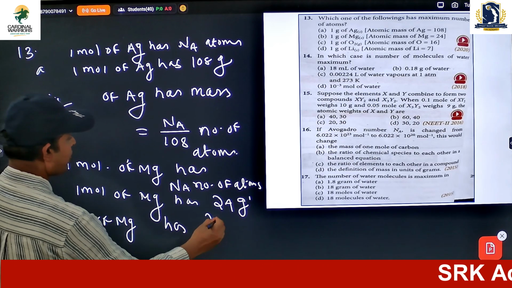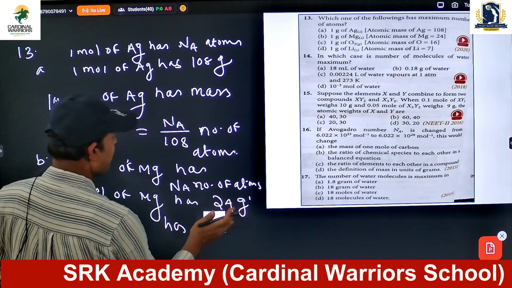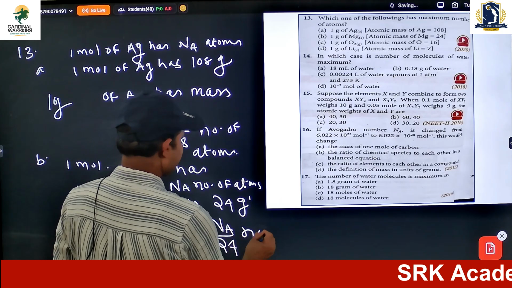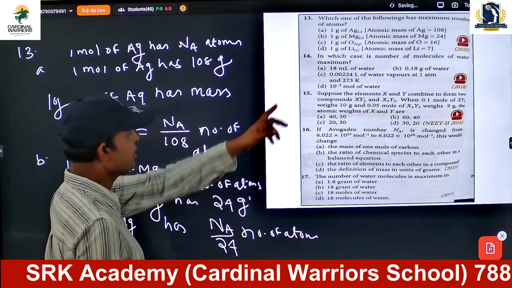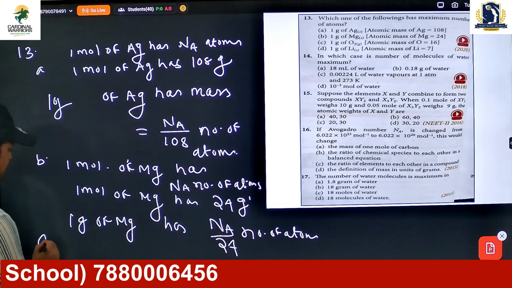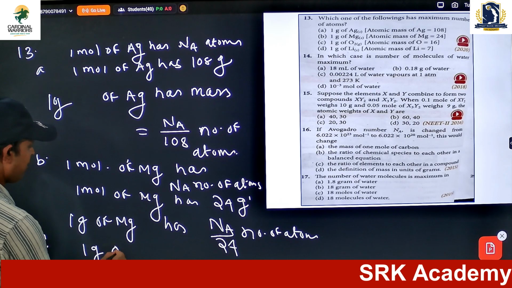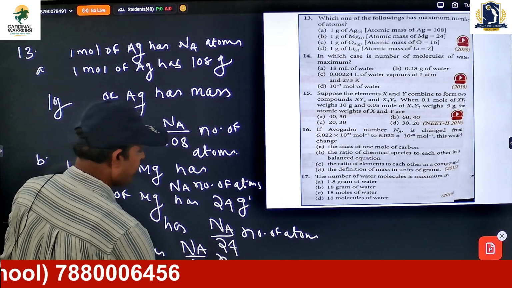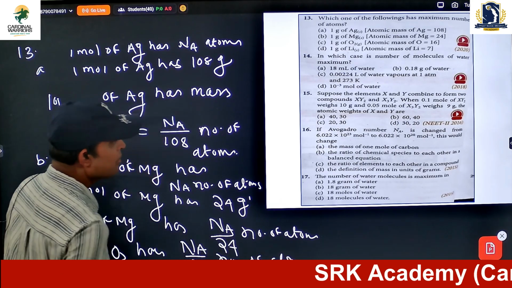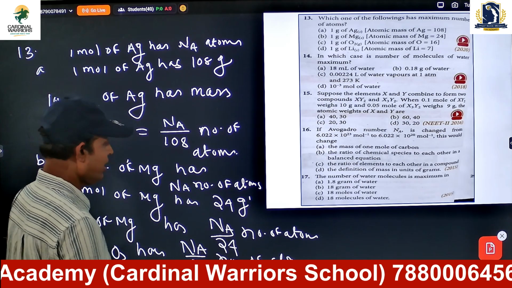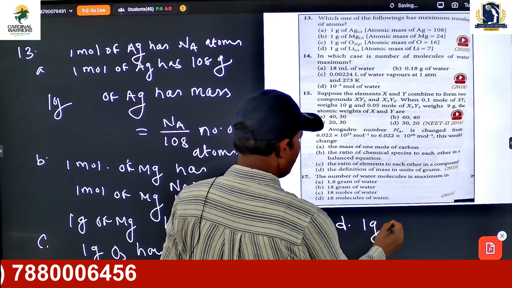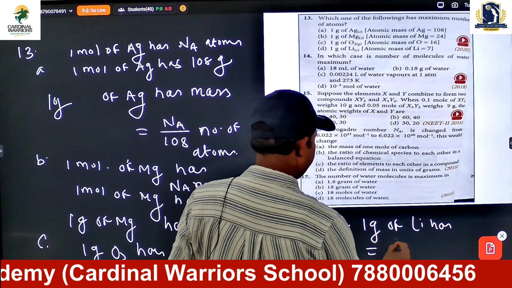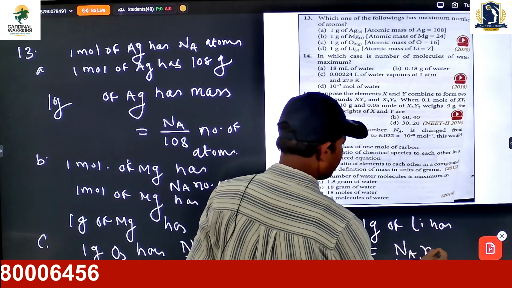has Na divided by 24 number of atoms. Similarly, for oxygen, you can find out. So 1 gram of oxygen has Na upon 32 number of atoms. In the same way, for lithium, option D, 1 gram of Li has Na upon 7 number of atoms.